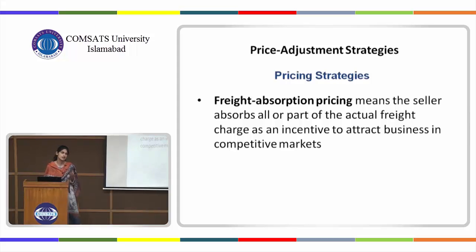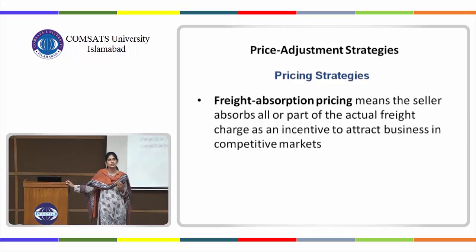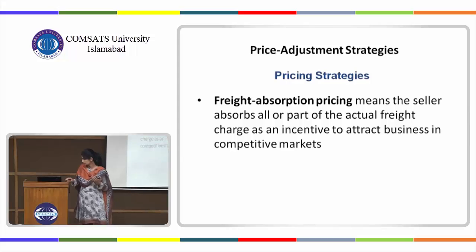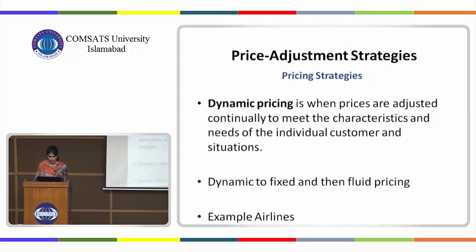So these are 5 different methods in which you could price the product differently through geographical pricing, the freight. The next one is dynamic pricing. Now, in dynamic pricing, what happens is that prices are adjusted continually to meet the characteristics and needs of individual customers and situations. So the prices keep on changing in dynamic pricing.